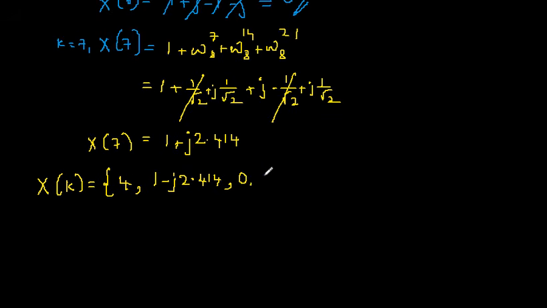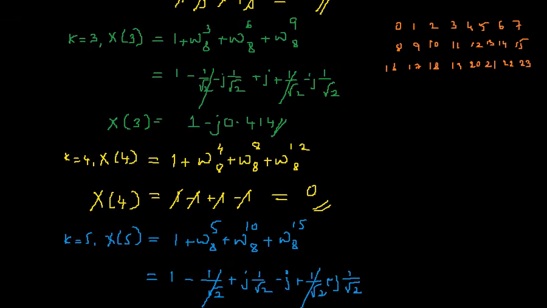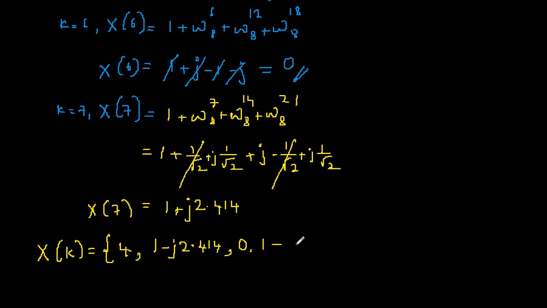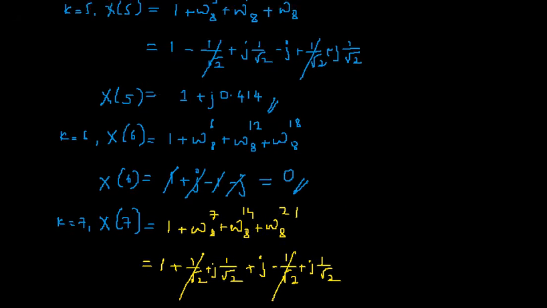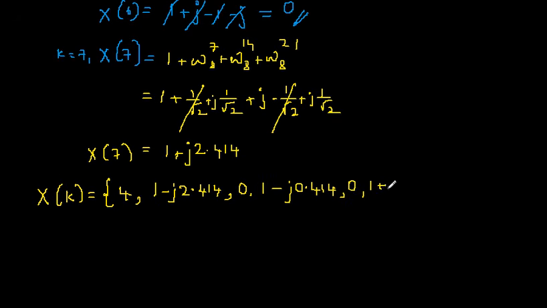X of 3 was 1 minus j 0.414. Just check it. Yes, it is 1 minus j 0.414. X of 4 was 0. X of 5 here is 1 plus j 0.414. And lastly, x of 6. X of 6 is 0. And ultimately, I have got x of 7, which is 1 plus j 2.414. So ultimately, this is the expression for x of k.